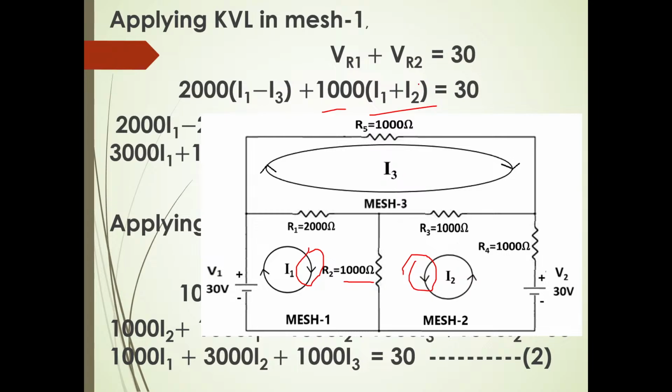So VR2 is 1000 into I1 plus I2. What is VR1? VR1 is 2000 into I1 minus I3. So that is equal to 30.